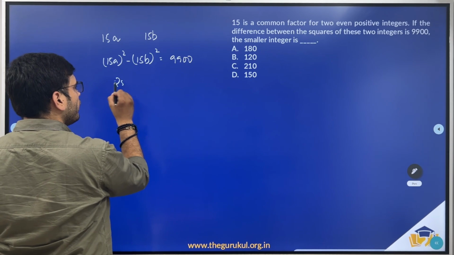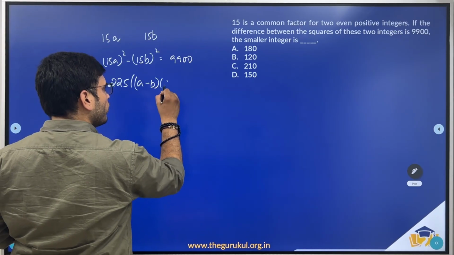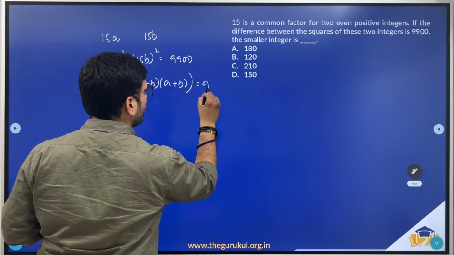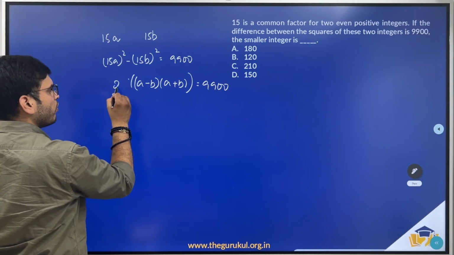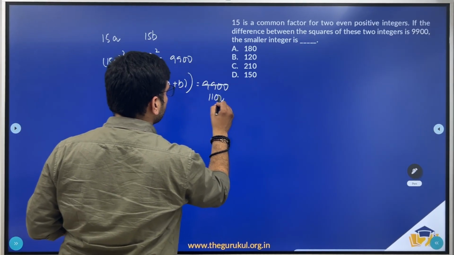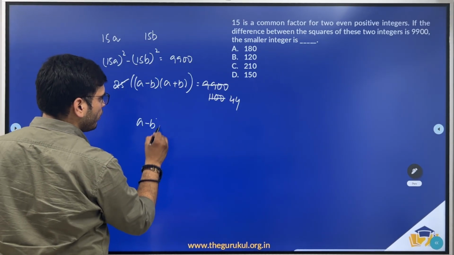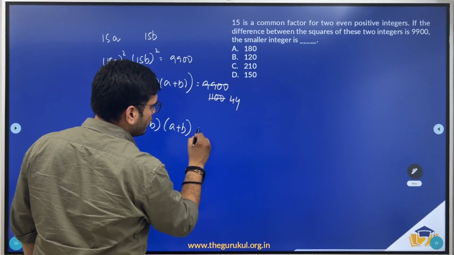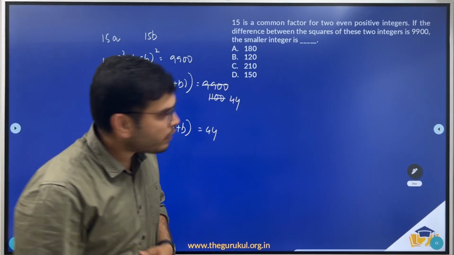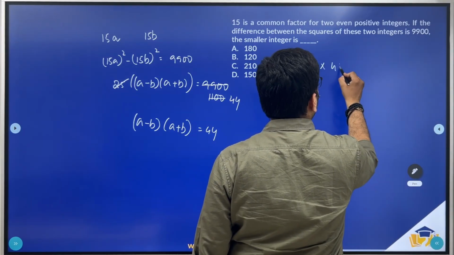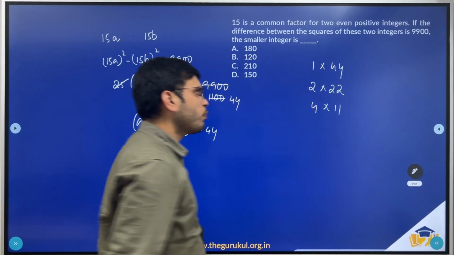Now this is nothing but 225 into a minus b into a plus b. Now this should be 9900. Now 25 into 9, 9 25s, 25 into 44 is 1100. So a minus b into a plus b is equal to 44. Now let us factorize 44 as a product of two numbers. So one could be 1 into 44, 2 into 22, 4 into 11.